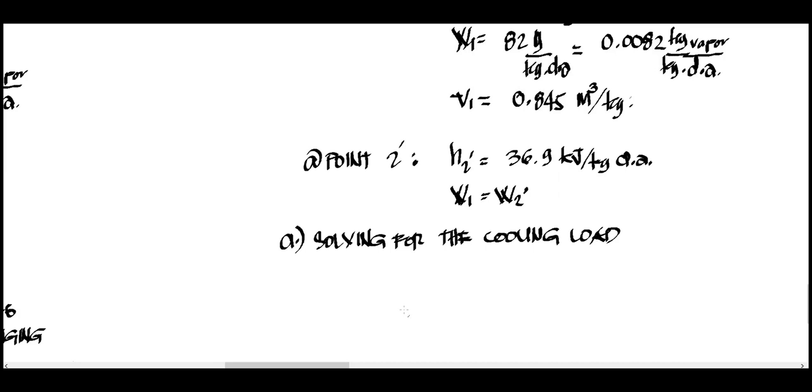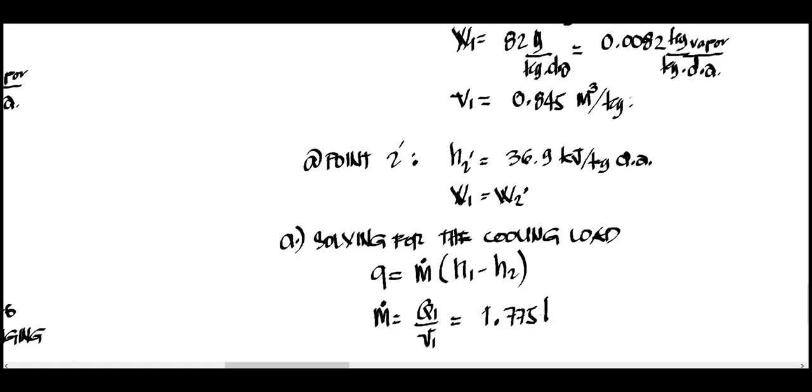So solving for the cooling load, again we're using this equation: the mass flow rate times the enthalpy 1 minus the enthalpy 2, where our mass flow rate is the same as earlier. The mass flow rate can be expressed as the volume flow rate divided by the specific volume, which is equal to the value from earlier, 1.775 kilogram per second.